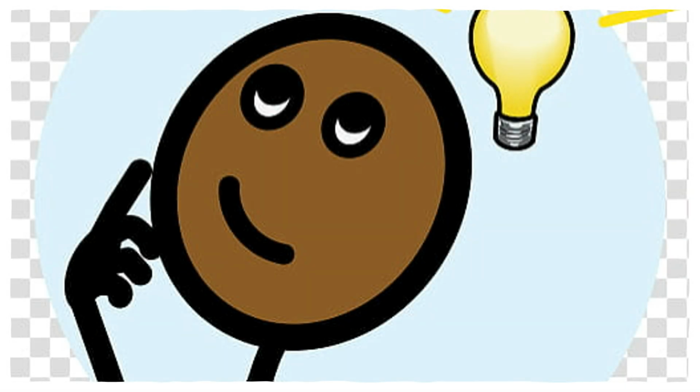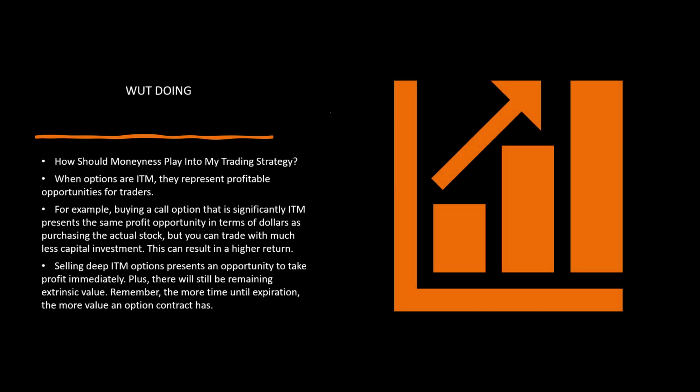So how do you incorporate this into your day-to-day trading strategy? Well, when options are in the money, they represent profitable opportunities for traders. For example, buying a call option that is significantly in the money presents the same profit opportunity in terms of dollars as purchasing the actual stock, but you can trade with much less capital investment. This can result in a higher return. Selling deep in the money options presents an opportunity to take profit immediately. Plus, there will still be remaining extrinsic value. Remember, the more time, the more value an option contract has.